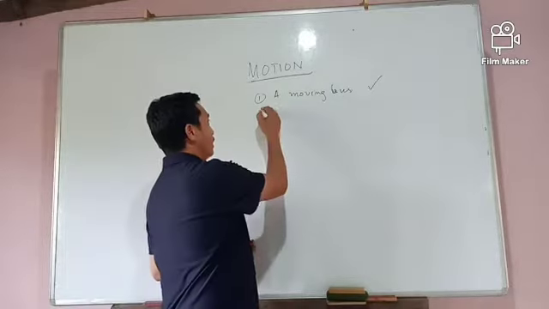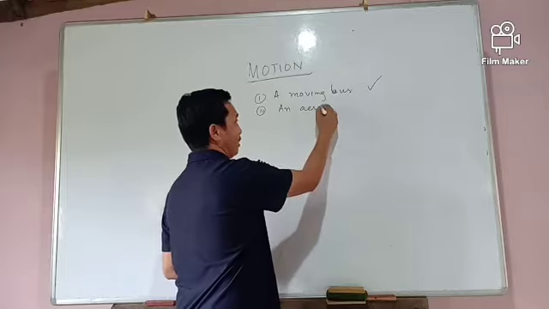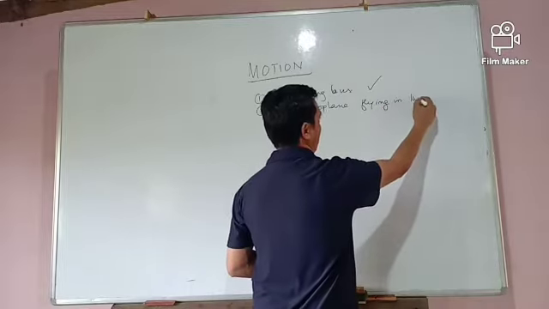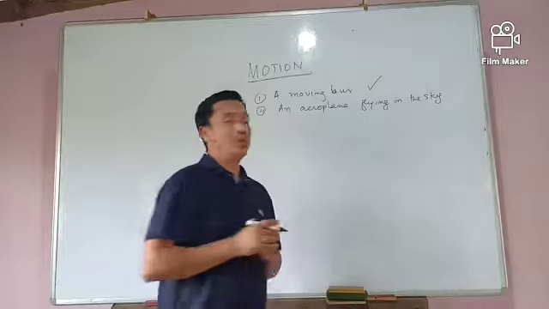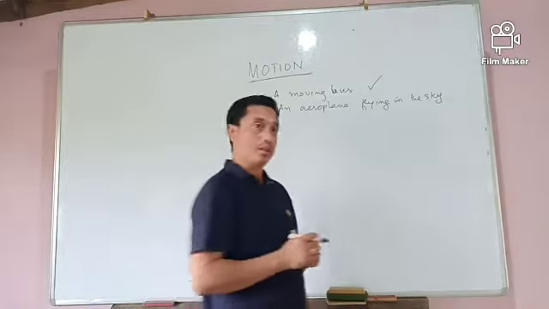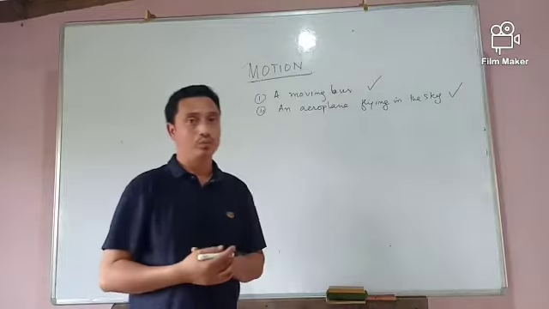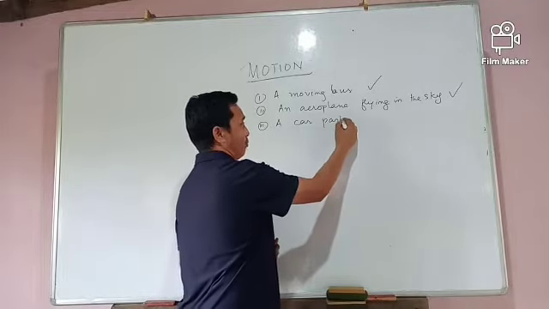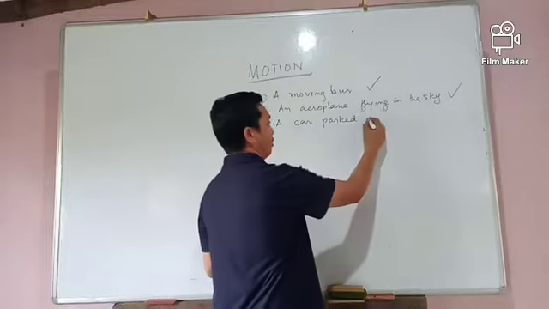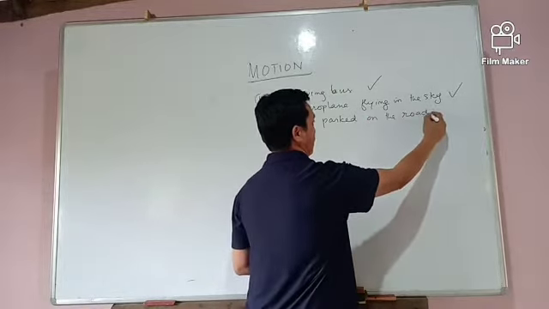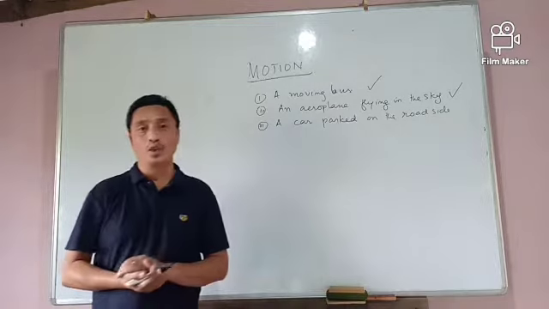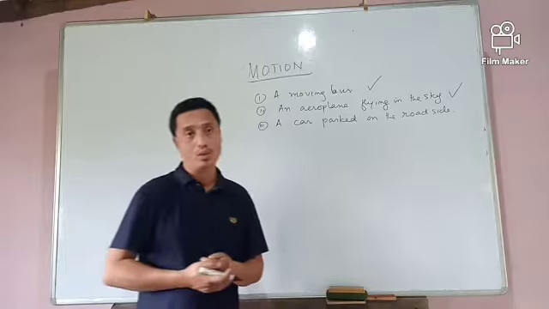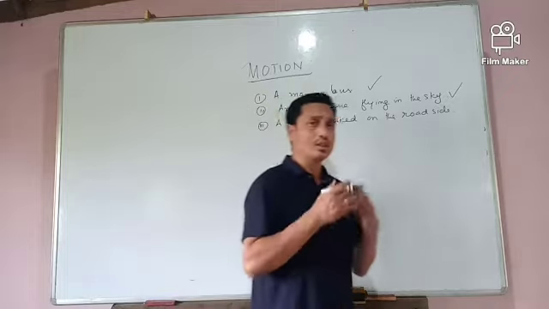Okay. Now, if I say an aeroplane flying in the sky, will you consider this in motion? Yes, this aeroplane is also in motion. Okay. Now, I will give one more example. Look at this number 3, the third point: a car parked on the roadside. Will this car be in motion or not? Everyone will say that, sir, this is not in motion.